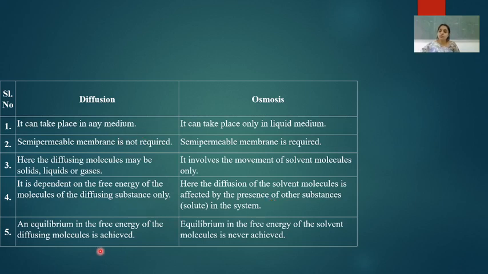In case of diffusion, you can expect equilibrium to be attained, so it continues until equilibrium is reached. Whereas in osmosis, equilibrium in the free energy of the solvent molecules is never achieved. So equilibrium cannot be achieved, or it is not a mandatory process to attain equilibrium.